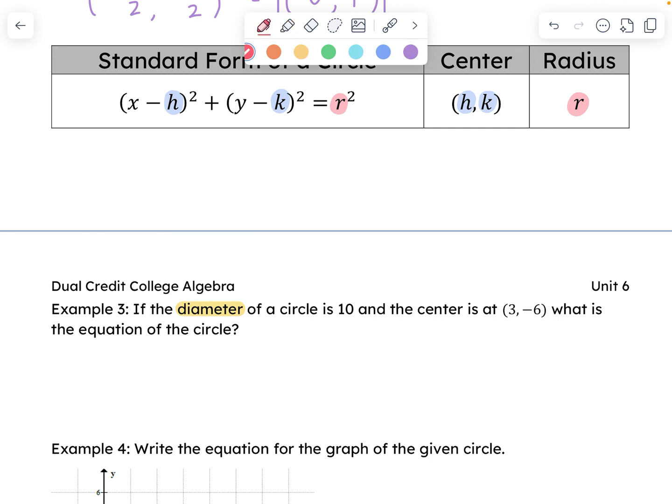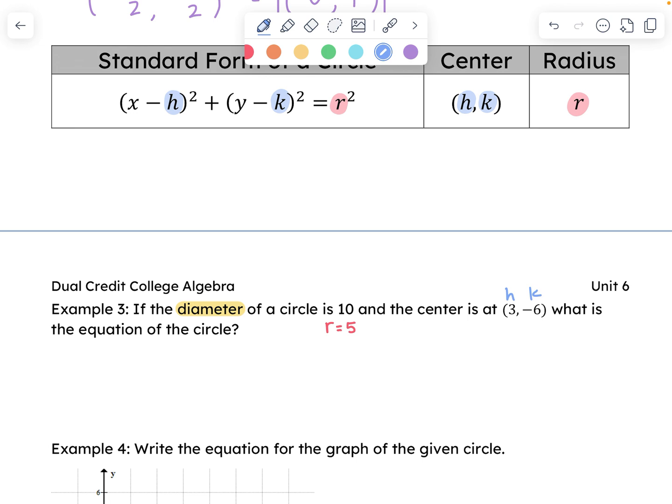So instead of using 10, my radius is half of my diameter, so my radius should be 5. And then it does give me my center, my h, and my k. So I have all the information that I need, but I just have to make sure I'm paying attention that it said diameter and not radius. So I know not to use 10, but I need to use 5. And then I can just plug it all into my equation.